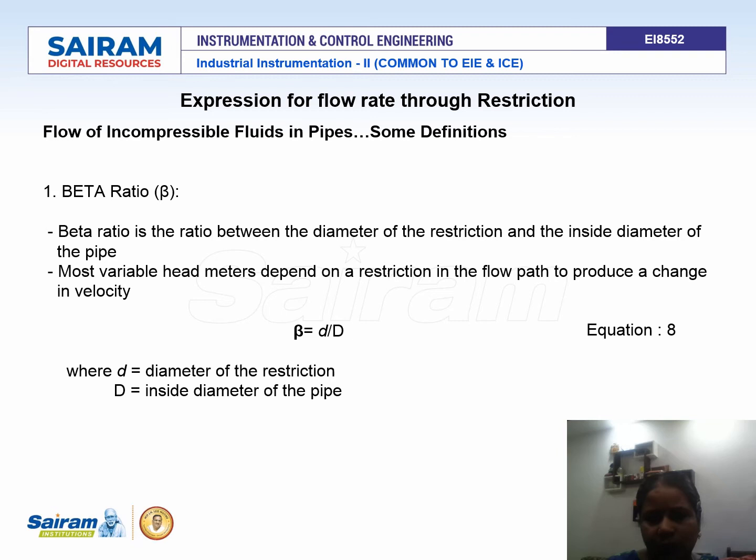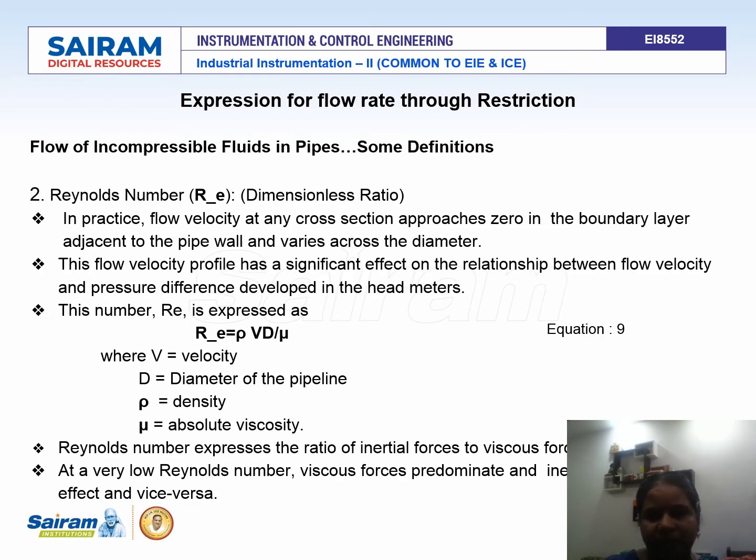Okay, we have to define some parameters. First one is the beta ratio, which is the ratio between the diameter of the restriction to the inside diameter of the pipe, given by small d divided by capital D, where small d is the diameter of the restriction and capital D is the inside diameter of the pipe. This is followed by the Reynolds number, which is a ratio, so it doesn't have any unit and is called a dimensionless ratio. The Reynolds number is given by the equation rho V D divided by mu, where V is the velocity, D is the diameter of the pipeline, rho is the density and mu is the absolute viscosity.